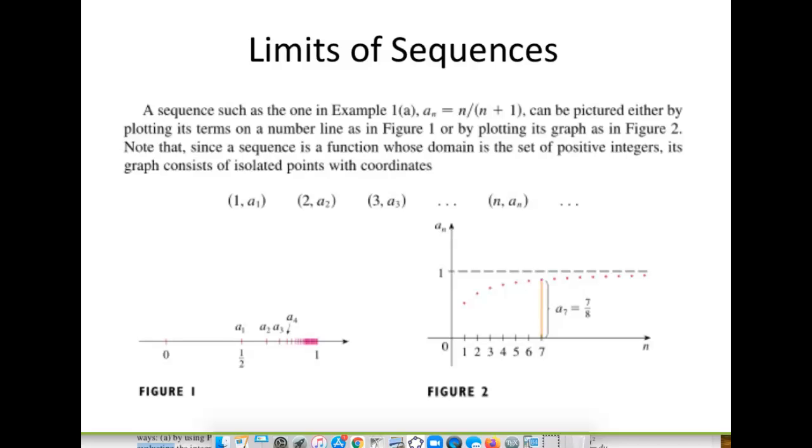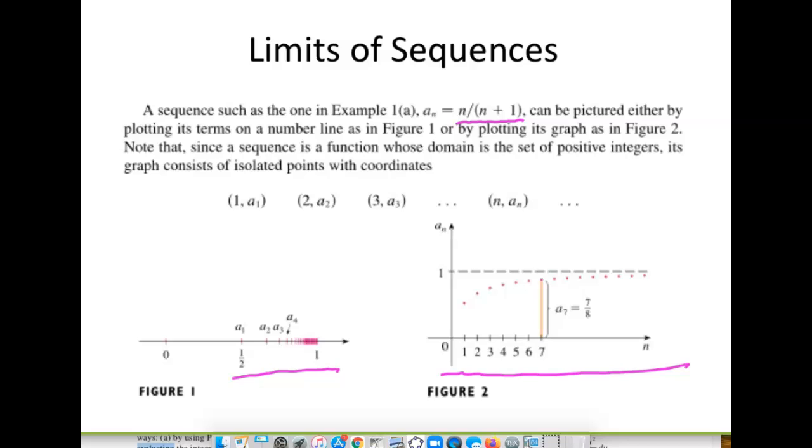All right, so let's talk about limits of sequences. Sequences such as the one in example 1a, which was defined as a sub n equals n over n plus 1, can be pictured by plotting its terms on a number line or by plotting its graph. This one on the right, figure 2, is visualizing the sequence as a function. And this one is a number line diagram of the sequence. All we're doing is plotting each term on a number line. And we notice that the terms seem to be getting closer and closer to 1, right?